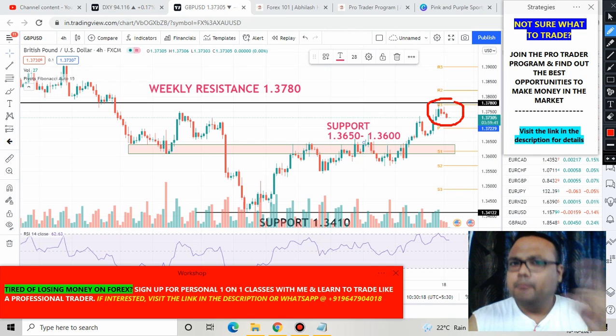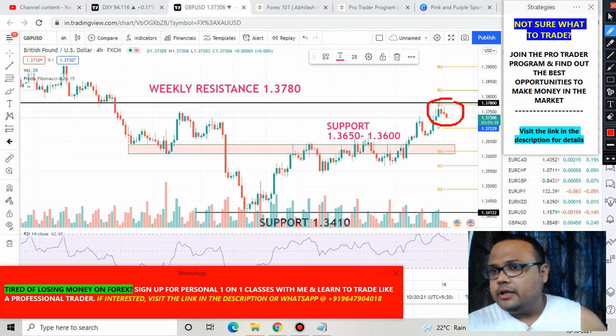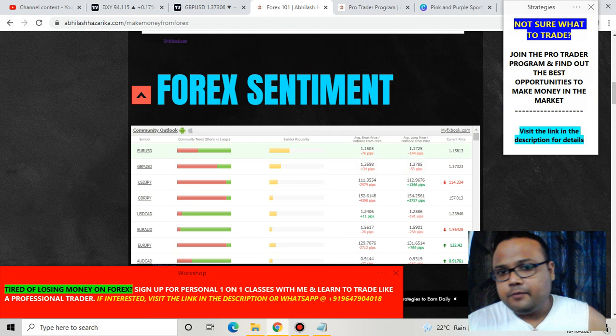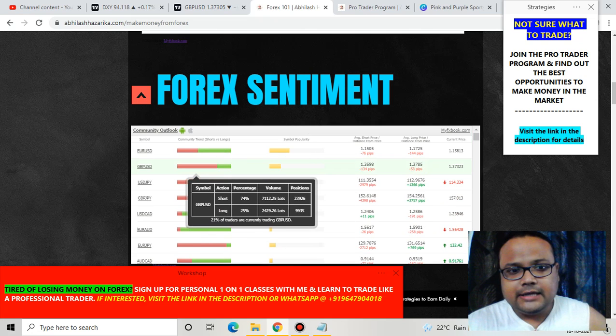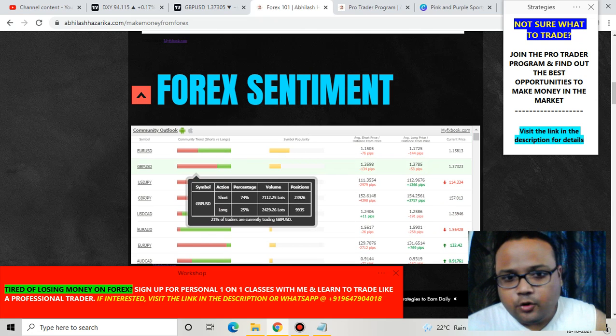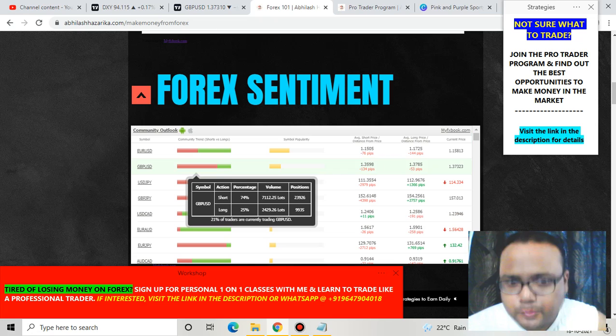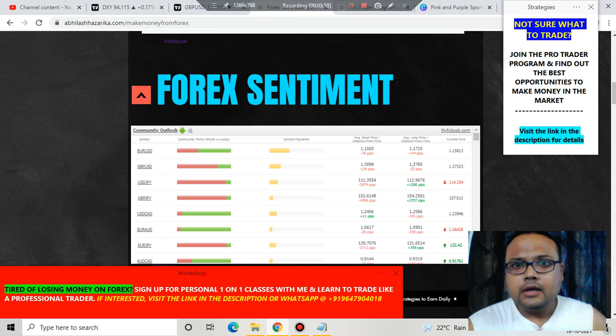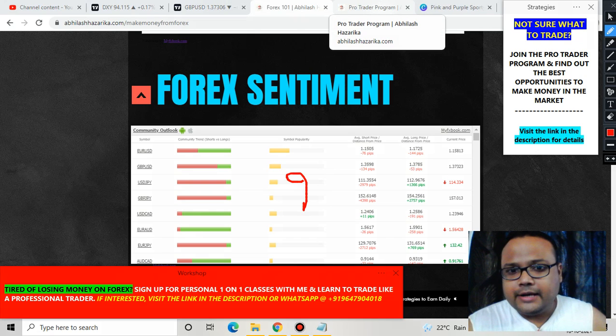Okay, but there is one complication here, and the complication is the Forex sentiment meter. In the Forex sentiment meter, you can see that 74% of retail traders have taken a short position and 25% of retail traders have taken a long position. As we all know, more than 90% of retail traders lose money.